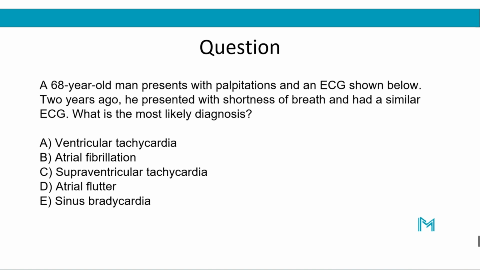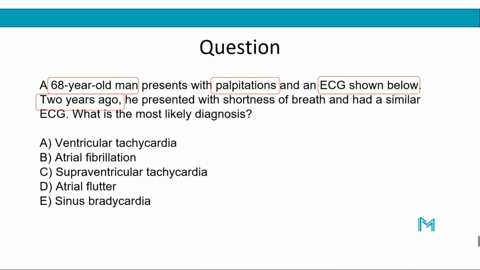Right away, the age here, 68, is an elderly man. Advancing age is a risk factor for most medical conditions, so we'll circle that. The key symptom here he has is palpitation. We'll also circle that. He had an ECG, which we've already seen, and 2 years ago he had a similar ECG. We'll also circle that 2 years ago. It could be that the condition is recurrent or is persistent.